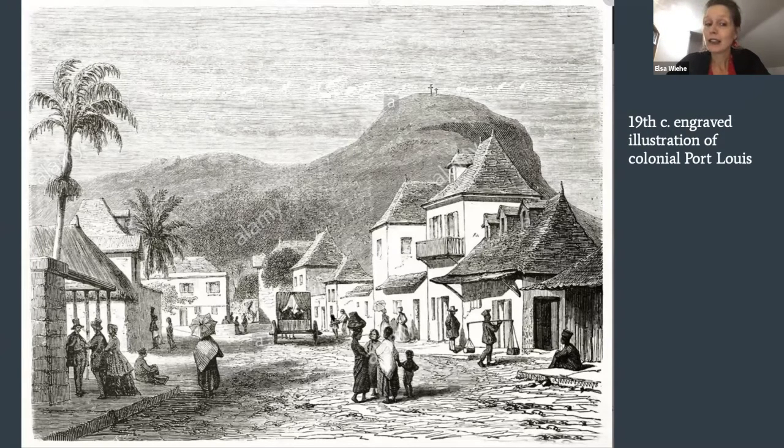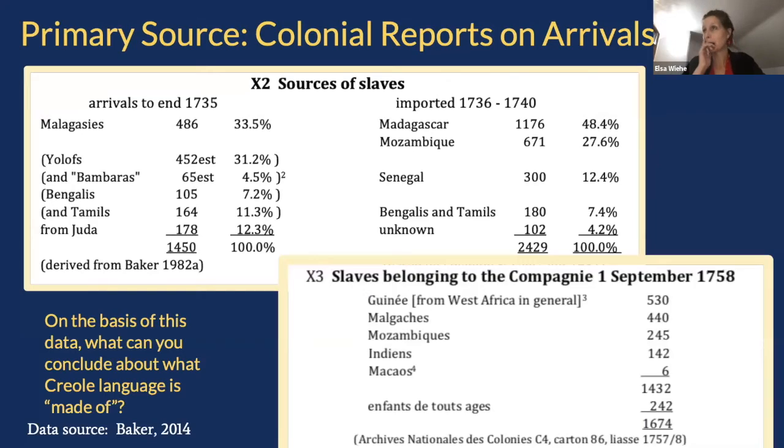So now let's look a little bit closer here at a primary source, the data from colonial reports. Who was arriving at Île-de-France outside of the French up until about 1770? The reason why we're looking at this period is that the first text found in Creole in Mauritius dates back to 1749, and it is thought of as a more stabilized Creole at the time. So that's why the language is considered to be stabilized by that period. So who arrived at that period really matters.